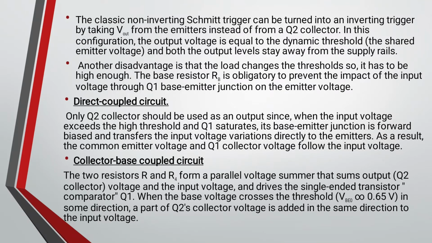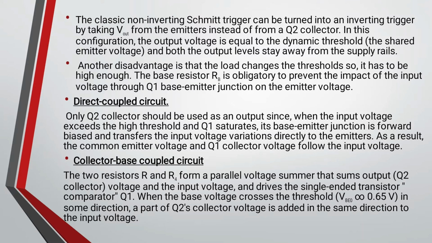The classic non-inverting Schmidt trigger can be turned into an inverting trigger by taking Vout from the emitters instead of from the Q2 collector. In this configuration, the output voltage is equal to the dynamic threshold and both the output levels stay away from the supply rails. Another disadvantage is that the load changes the thresholds, so it has to be high enough.